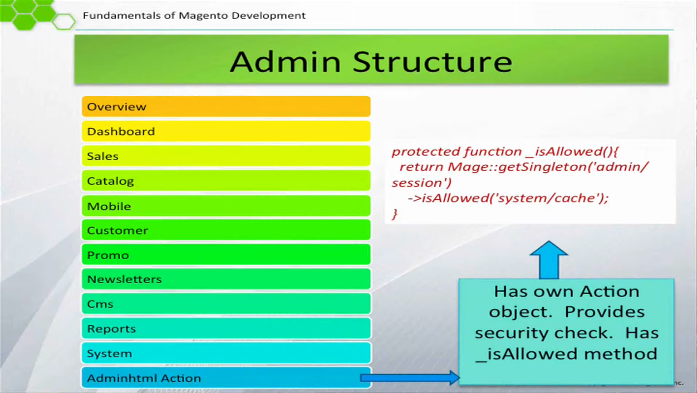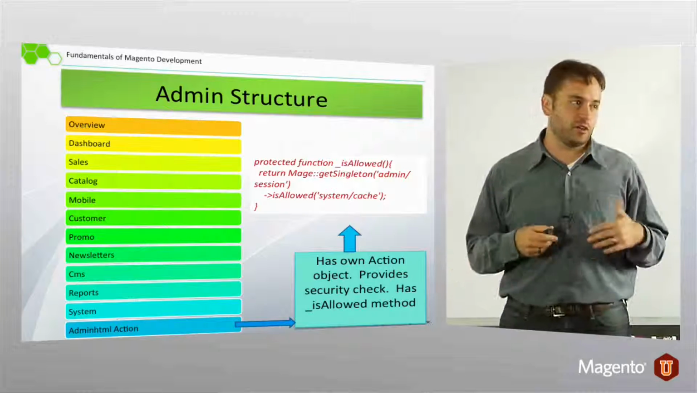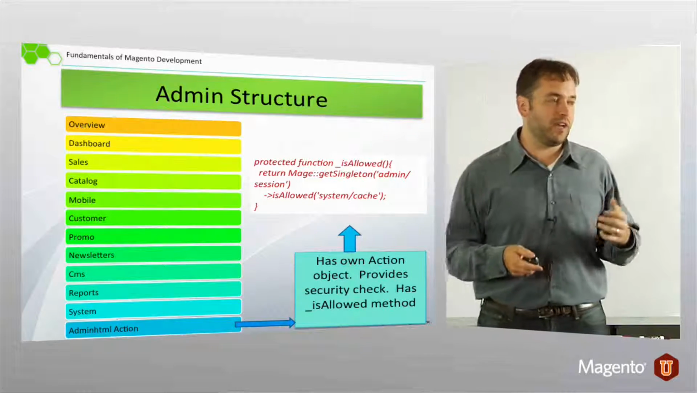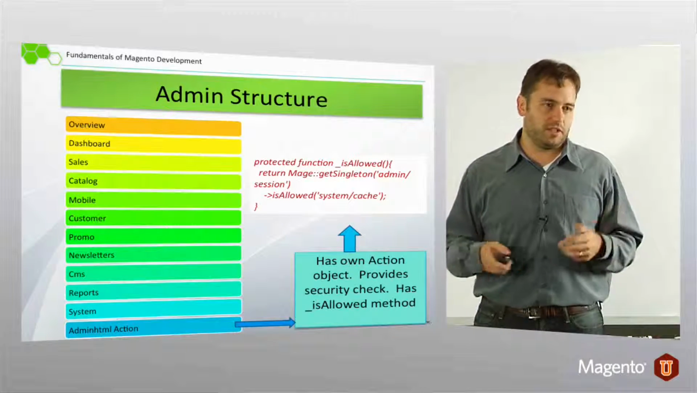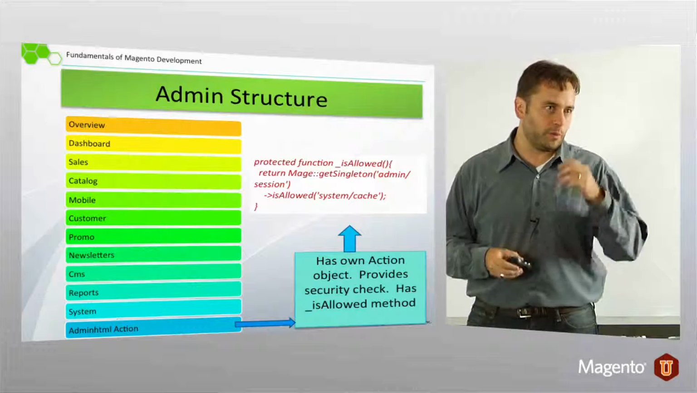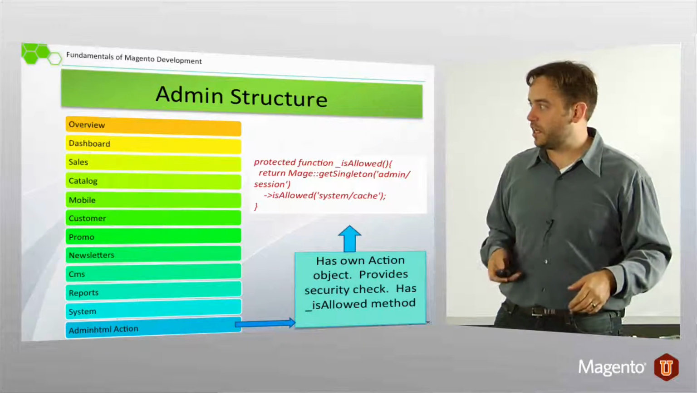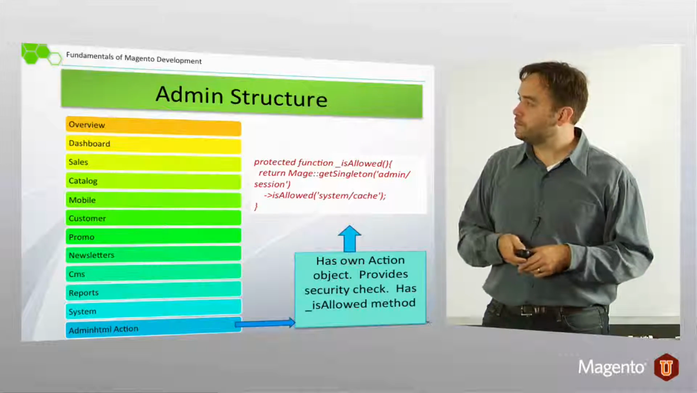Adminhtml action. So Adminhtml, that class has this isAllowed method, and we'll see how this is used in a moment. But basically, if you have a controller that is in the admin, in order to do any kind of ACL test, you have to implement this isAllowed function. Otherwise, regardless of ACL, people will have access to your module. And we'll look at what that means in a second.